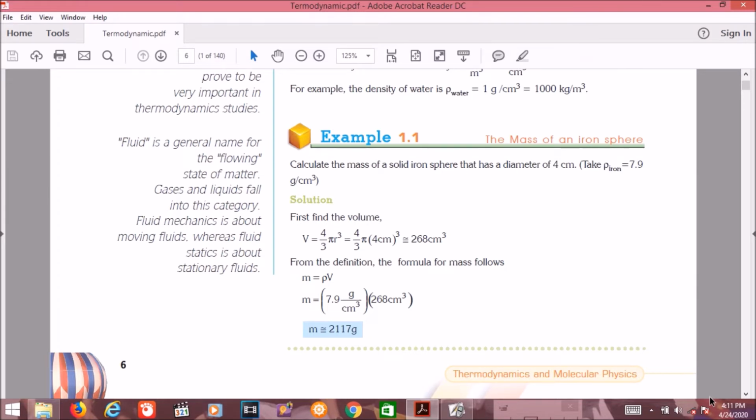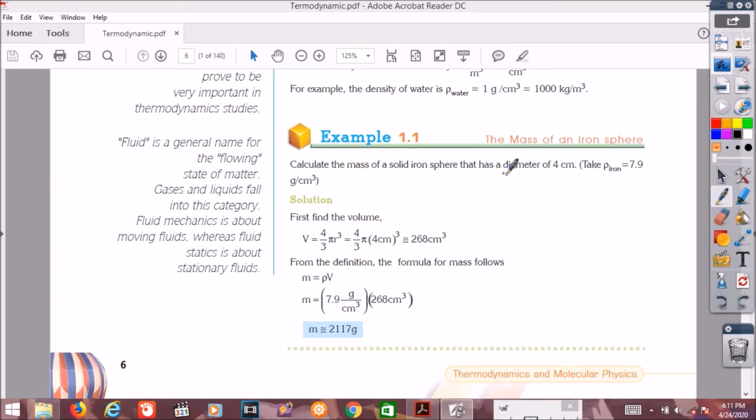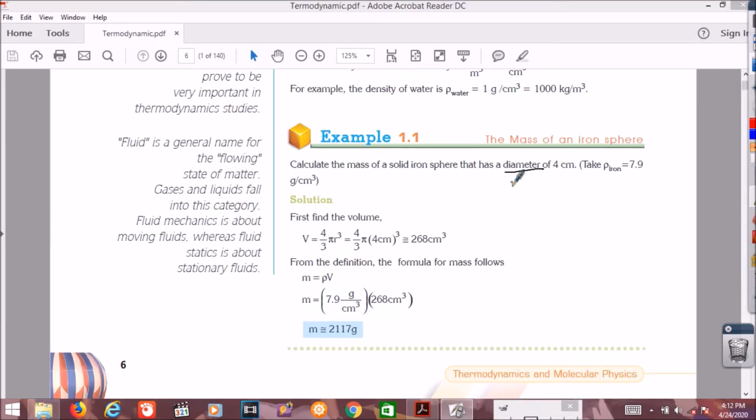Volume of sphere is equal to 4/3 pi r cube. This is a mistake if you follow the book, where the r is 4. In here it is not diameter but radius. This is wrong. It should be radius 4 cm. If the radius is 4 cm, this one is true. And then we get the volume, rounded to 268 centimeter cube.